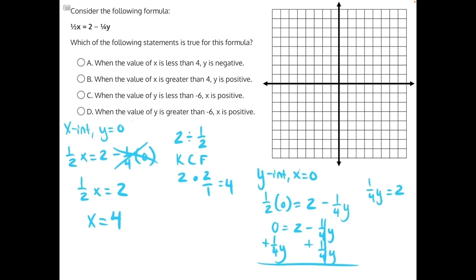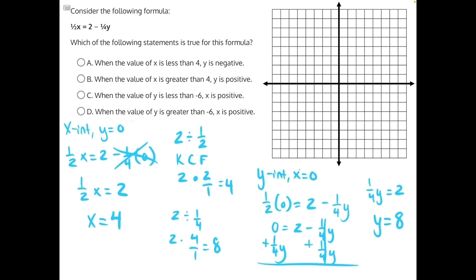Now again, we're going to have to divide both sides by a fraction, so we're going to again need to keep, change, flip. So I'll pull this aside. 2 divided by 1/4 is the same thing as 2 times 4 over 1, which would be 8. So in this case, y is equal to 8.